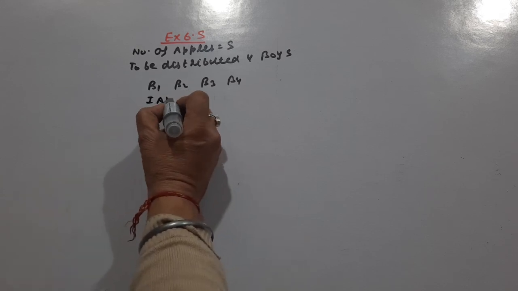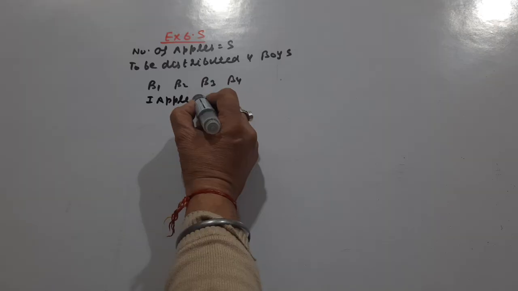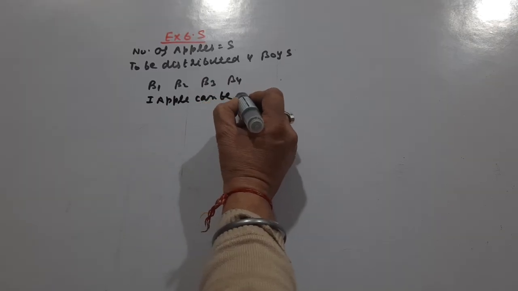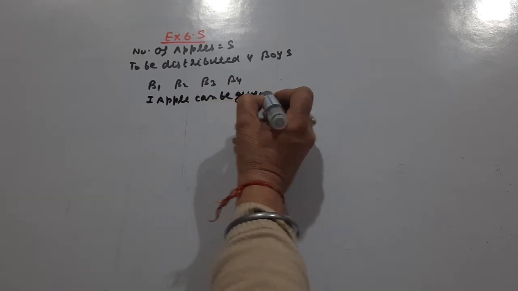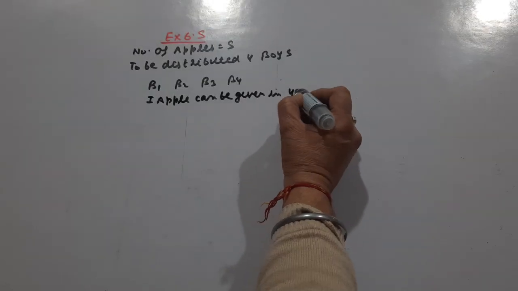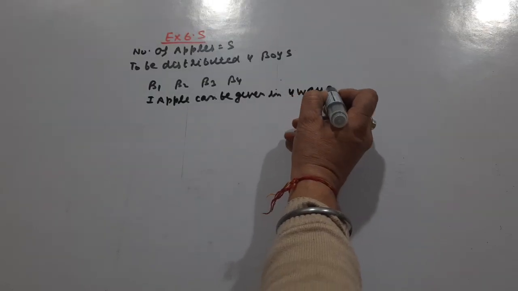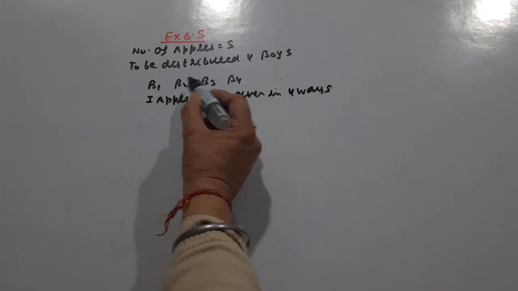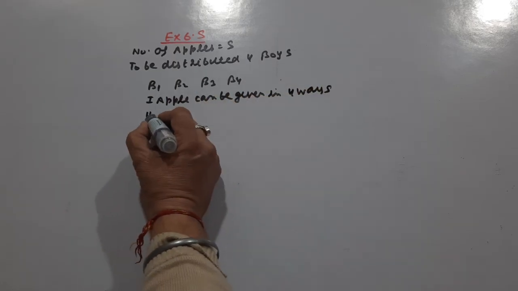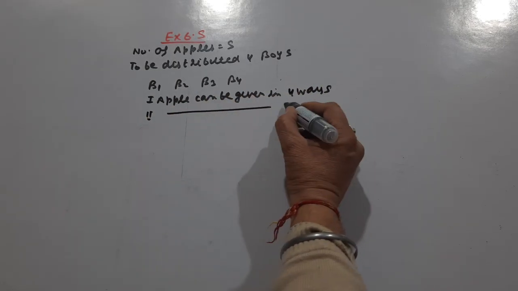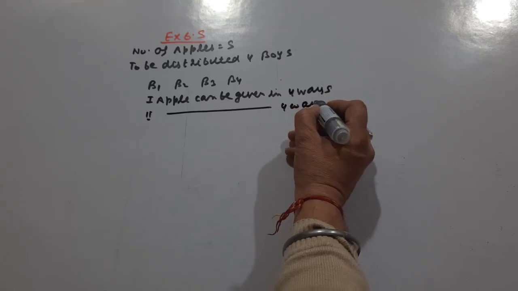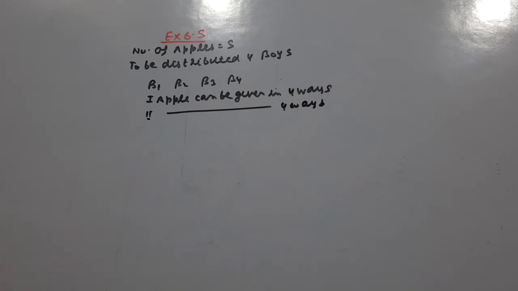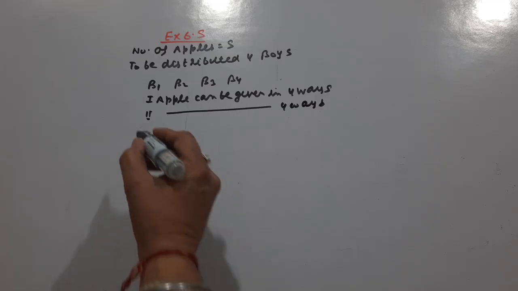So first apple can be given in 4 ways, because that apple can go to boy, first boy, second boy, third boy or fourth boy. Similarly, second apple can be distributed among in 4 ways, because there is no restriction to the number of apple each boy may get.